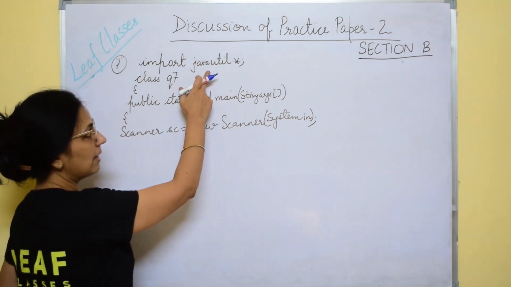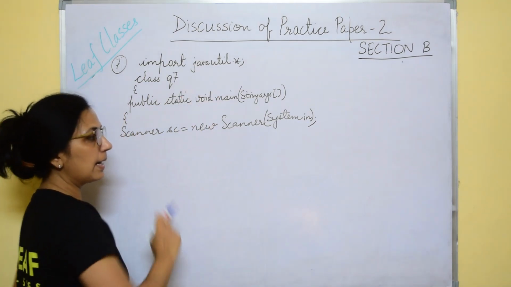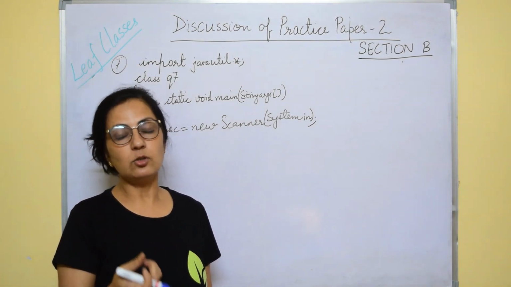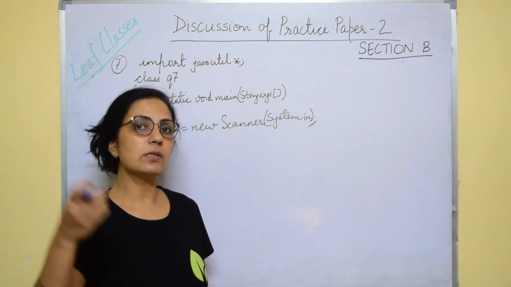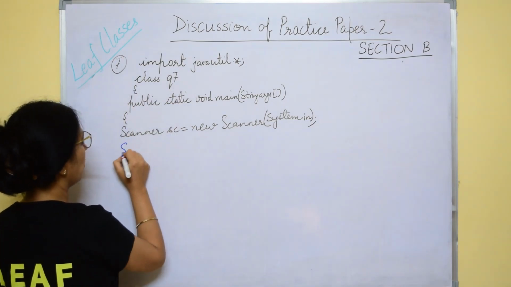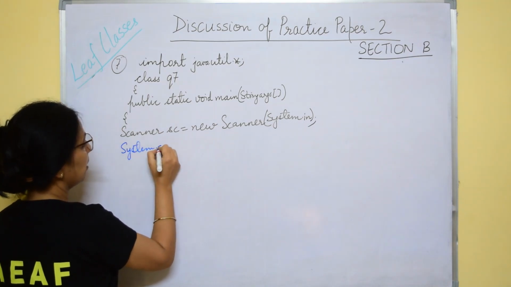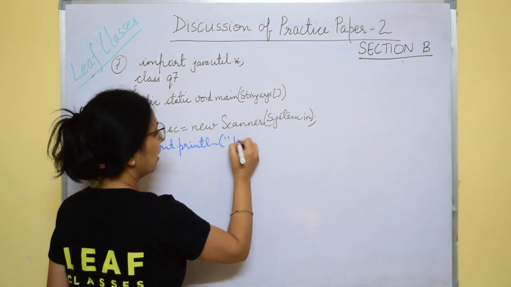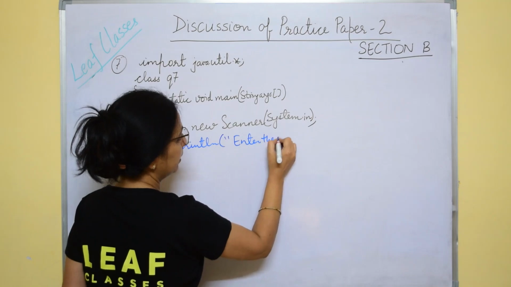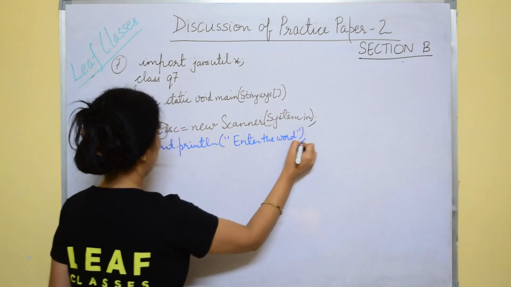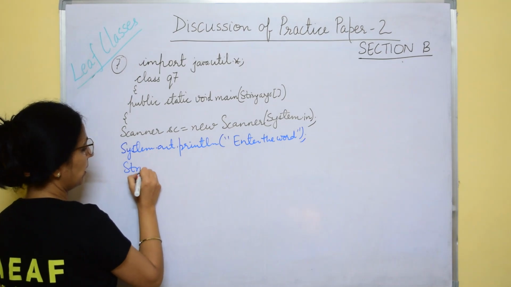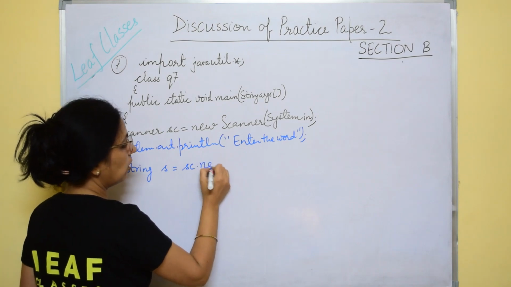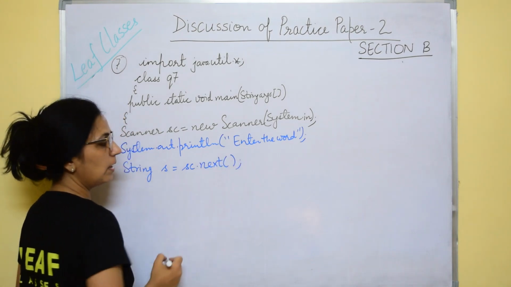So again here java.util for using scanner class. Now the first thing is that we have to input the word. So please go step by step, input, process, output. Okay. So we'll prompt the user System.out.println, enter the word. You input the word. Word is of string type, obviously. String s equals to sc dot next. This is how we input the word.